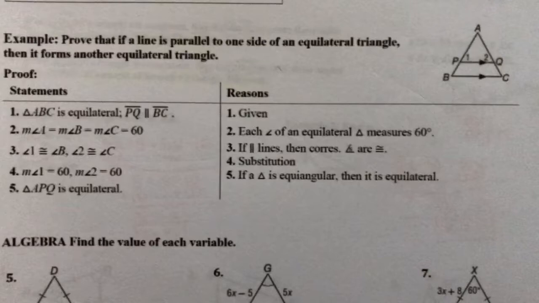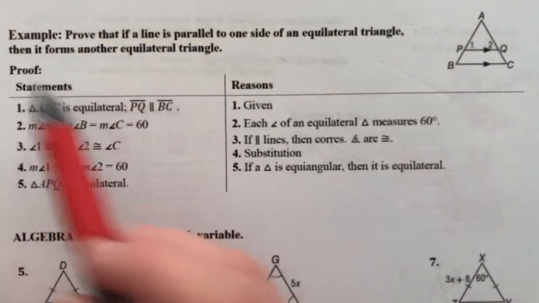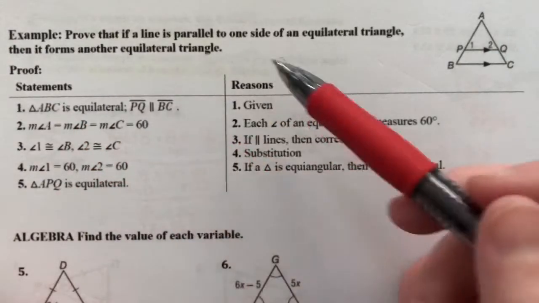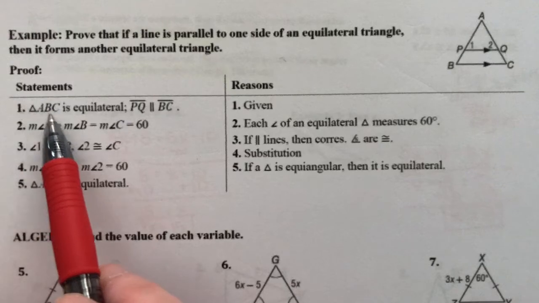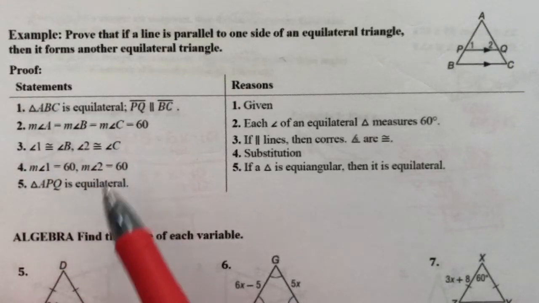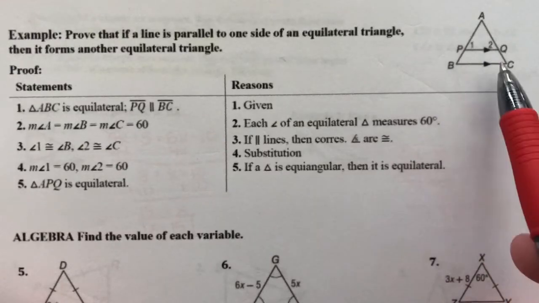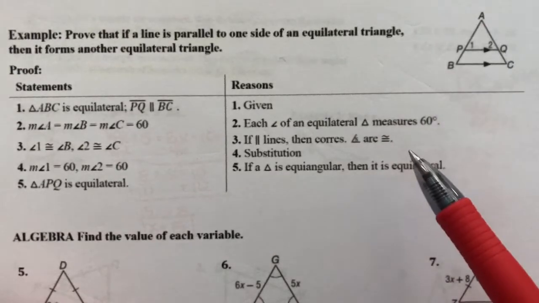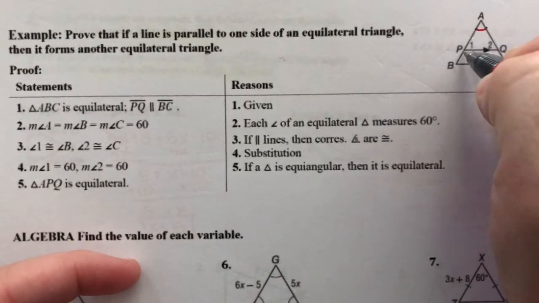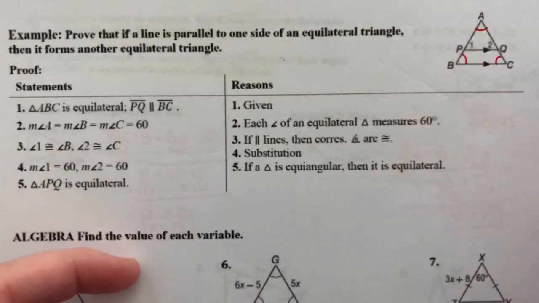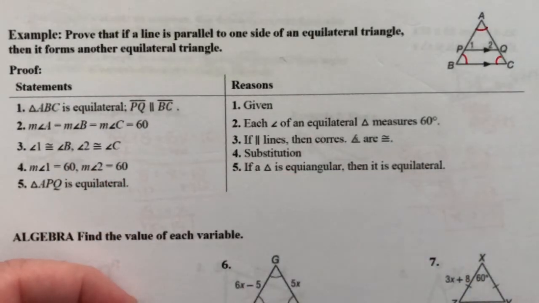So here in our proof, we'll read through it. It doesn't actually tell us the proof in the given, but since it's already written out for us, we know what the given is. So in line 1, as our given, triangle ABC is equilateral, and PQ is parallel to BC. So that's what we already kind of knew. These 2 lines are parallel. All 3 sides are congruent. If all 3 sides are congruent, then we know all 3 angles have to be congruent as well, right?